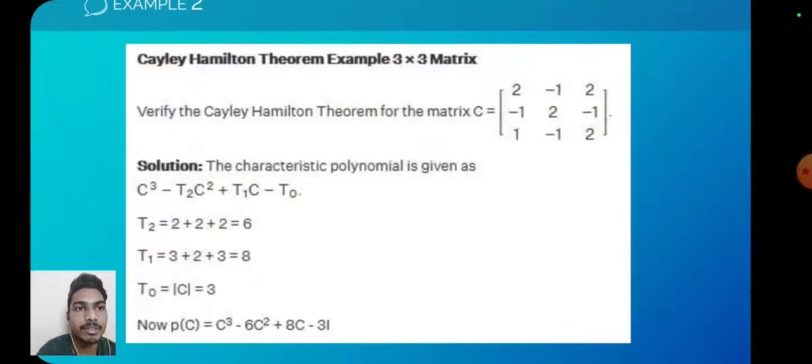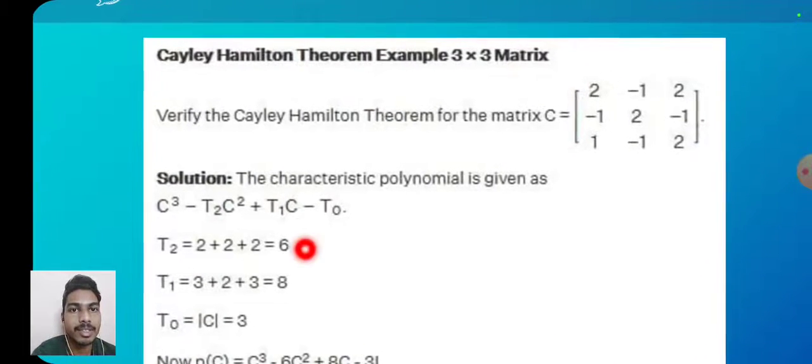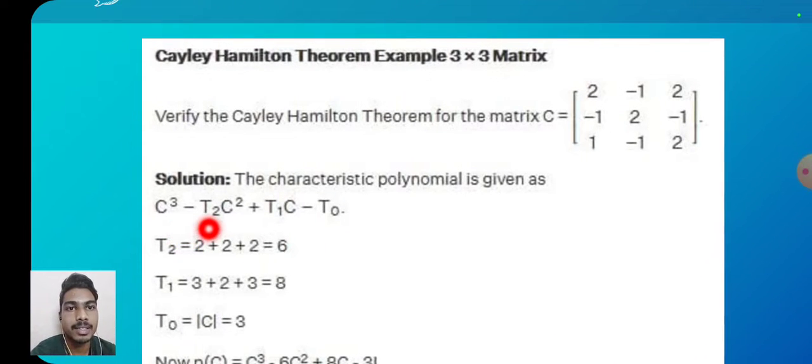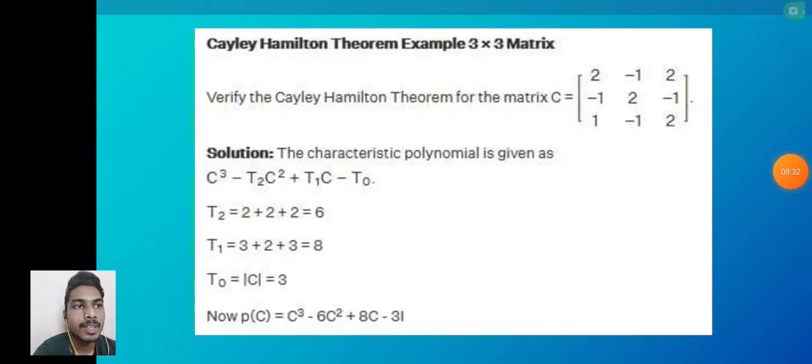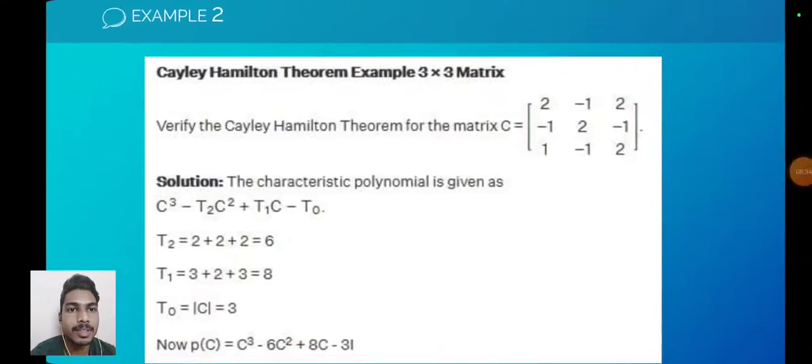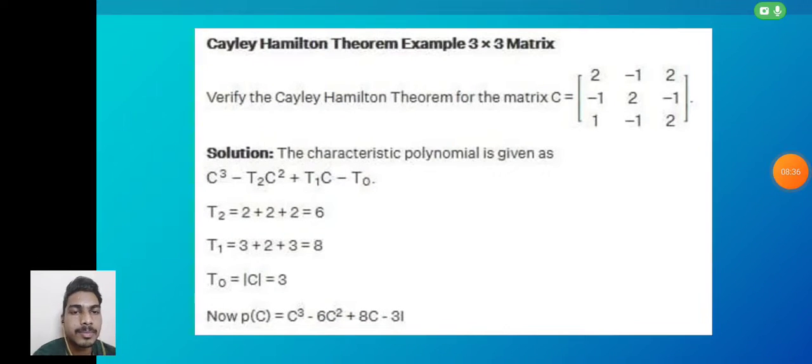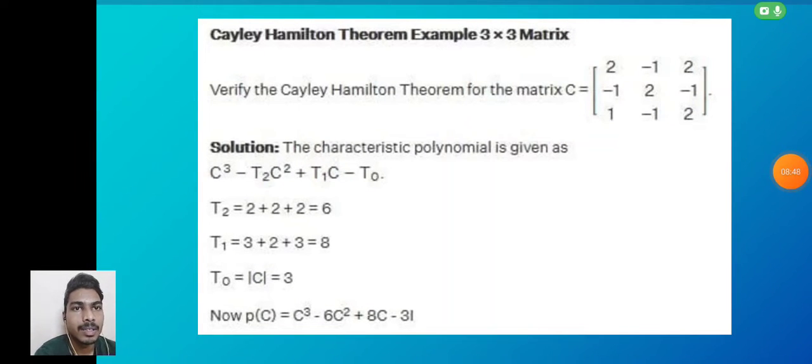After solving that equation, we get c³ - t₂c² + t₁c - t₀. So here he used another method. Now after solving, we get the equation p(C) = C³ - 6C² + 8C - 3I.